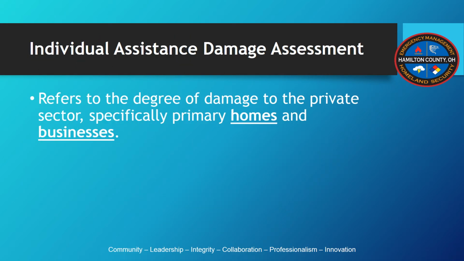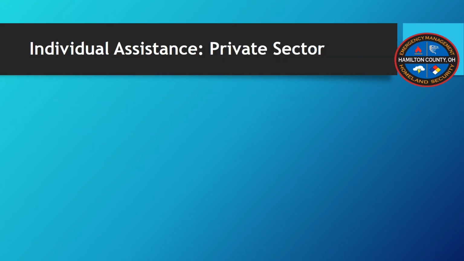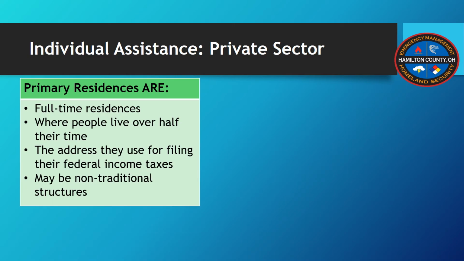Individual assistance damage assessment evaluates the damage to private homes and businesses. Primary residences are where a person lives most of the time. Primary residences can be non-traditional structures such as campers and tents if the individuals live in these as their full-time residence. If a person receives mail there, it may be their primary residence.